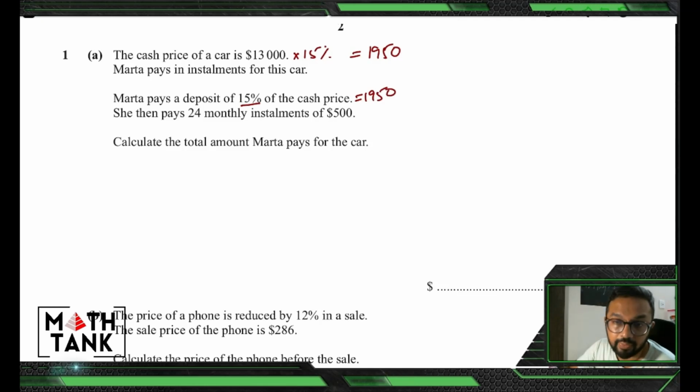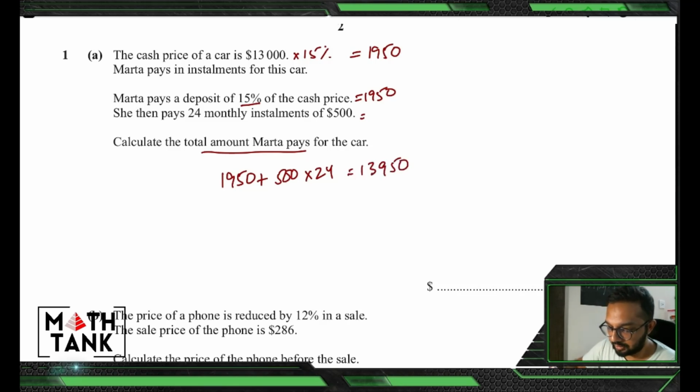She then pays 24 monthly installments of $500. Calculate the total amount Marta pays. So 1950 plus 500 times 24. What's 500 times 24? That's 12,000, and then she pays 1950 as well. So she pays a total of 13950. So paying in installments costs her more, and that is how installments usually work.